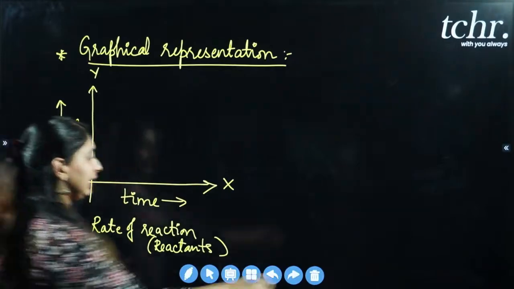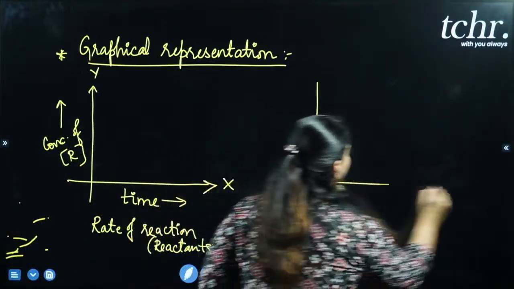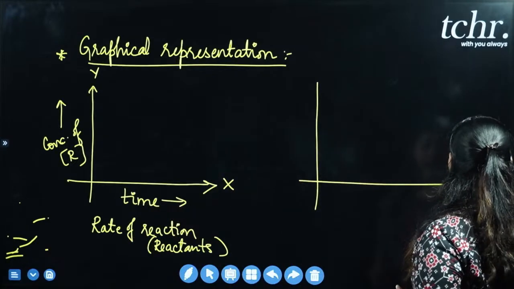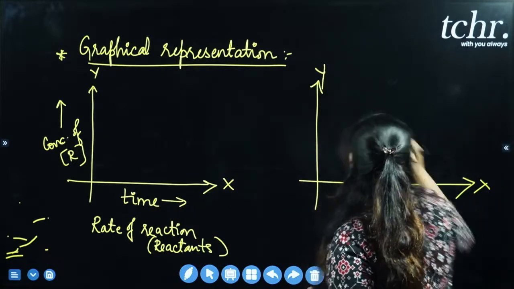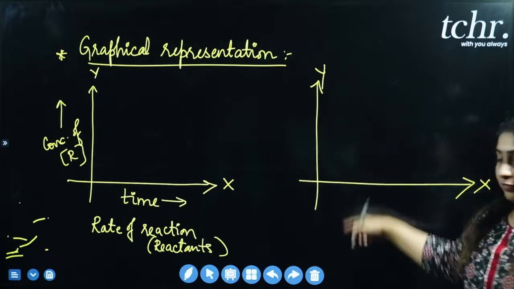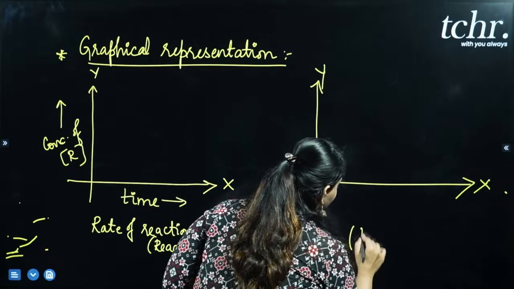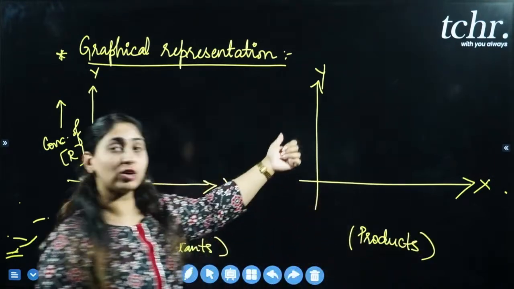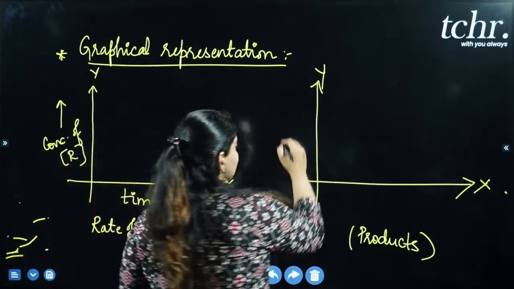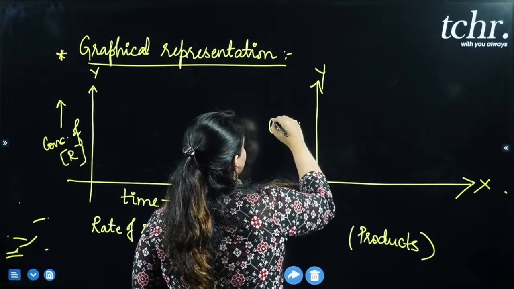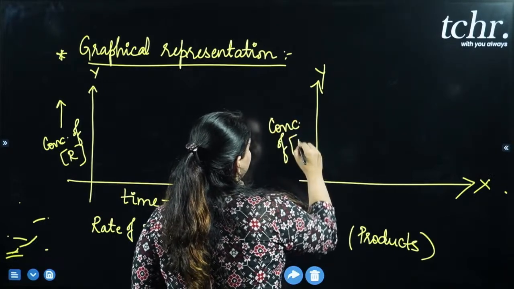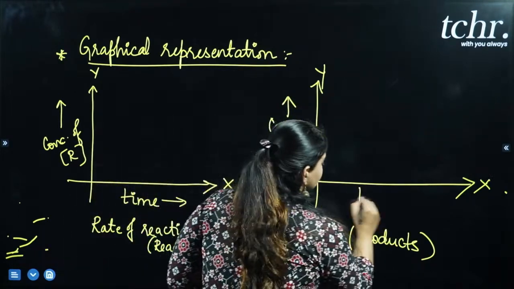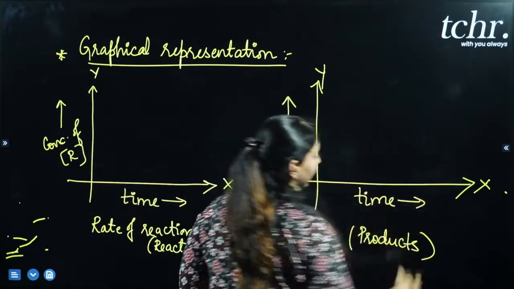Similarly, let us prepare another plot, and then we will try to compare the two. So on the y-axis, now if we have to do the rate of the reaction in terms of products, on the y-axis what are we supposed to take? We are supposed to consider the concentration of products on the y-axis. Similarly, the time has to be plotted on the x-axis, correct?